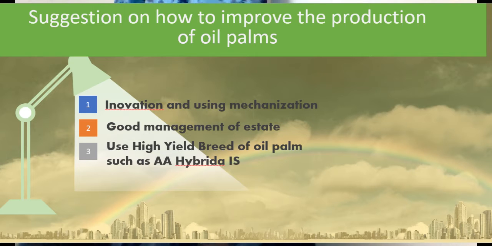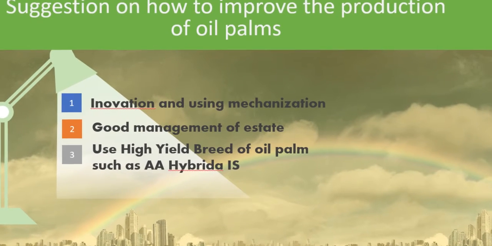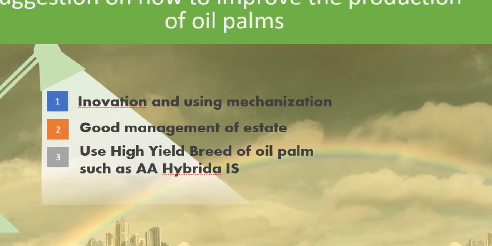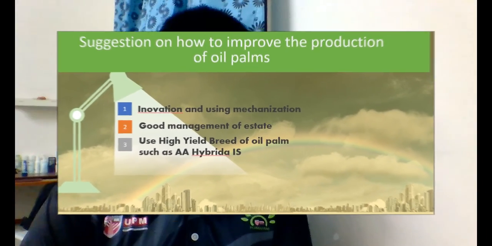Actually, when we use new innovations and mechanization, we can reduce labor costs, and we can do work like manuring, pruning and harvesting more efficiently and in less time, so that brings benefit to many estates and smallholders involved in oil palm plantation.